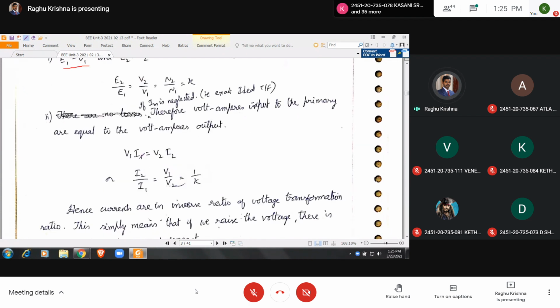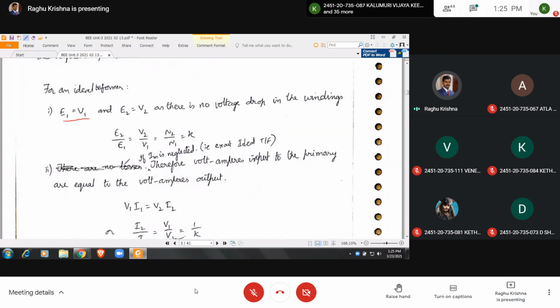Next, for an ideal transformer, V1 I1 equals V2 I2. So I2 by I1 is equal to V1 by V2 is equal to 1 by K. So here the voltage ratio is equal to turns ratio, whereas the current ratio is inverse to the turns ratio.